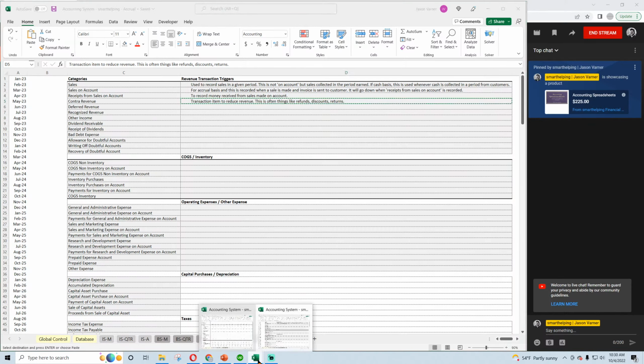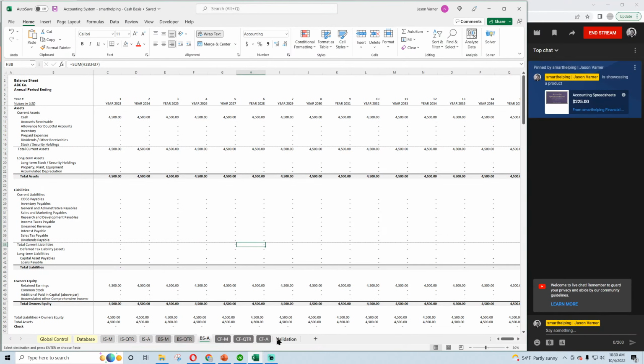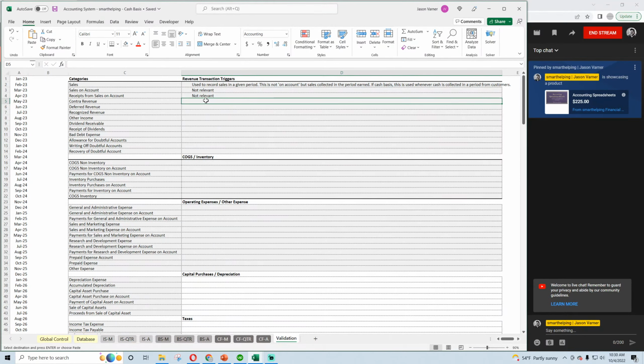Now for cash basis, it wouldn't matter. You're not, well, no, you could have inventory tracking. Yeah, so it would. All right, so we'll figure that out.